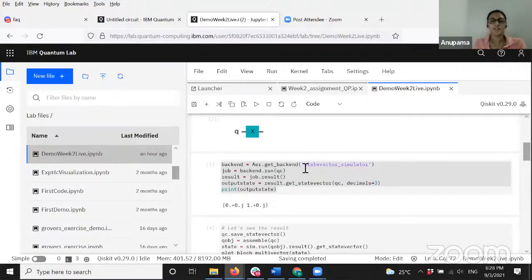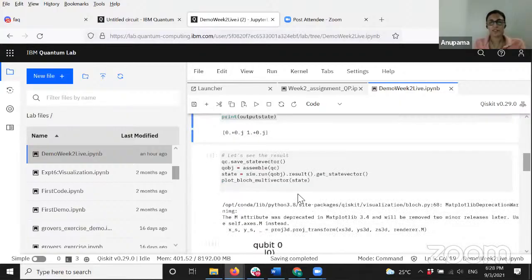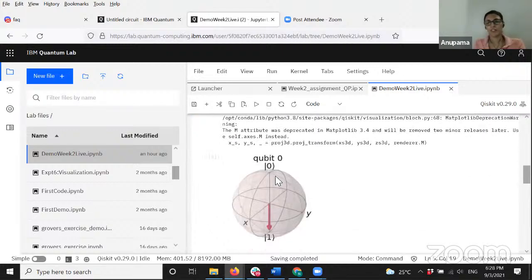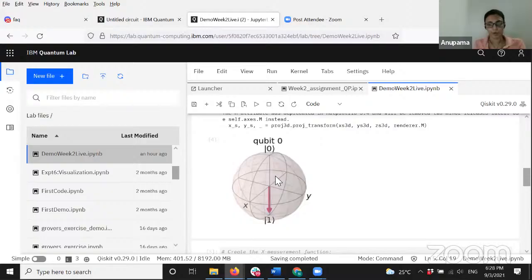One of the reasons why I'm using the state vector simulator here is because I want to show you just the output state. So this is the way you get the state vector results, and that's what you need to do for the assignment as well. You can save the state vector results. You can do a lot of other things here. You can plot it in a Bloch sphere, Q sphere, and whatever you want to.